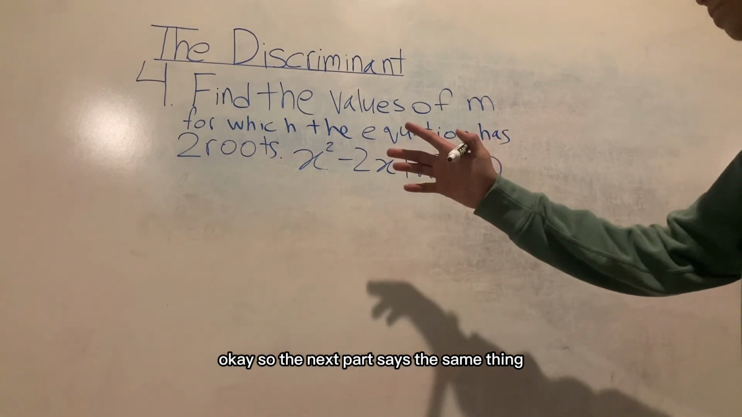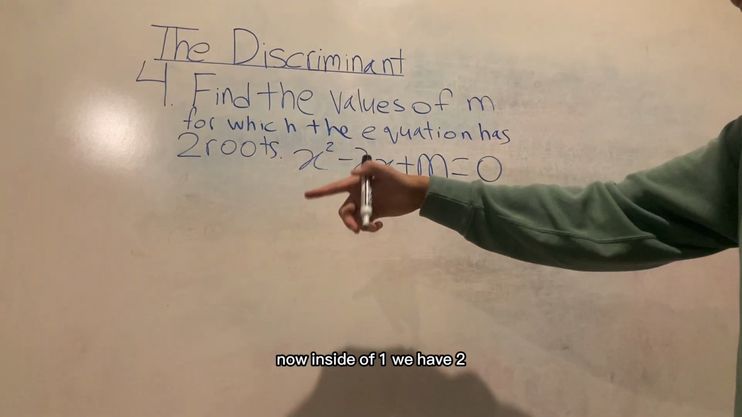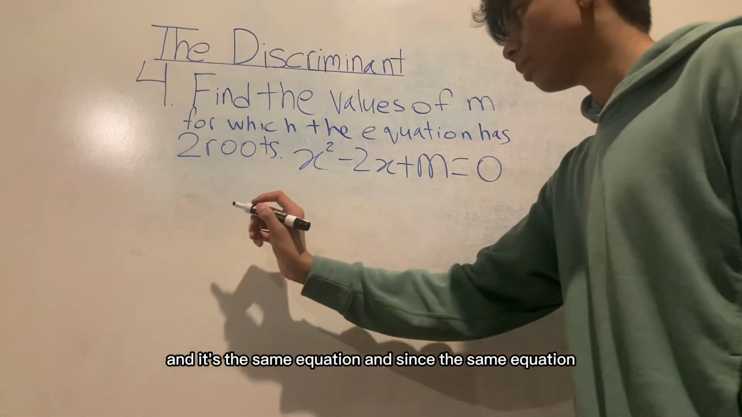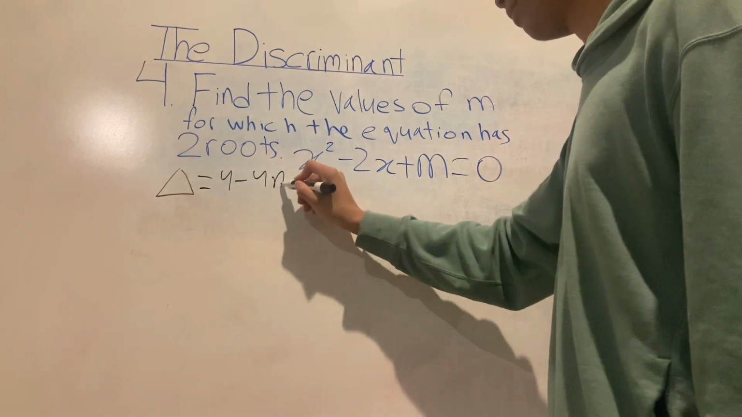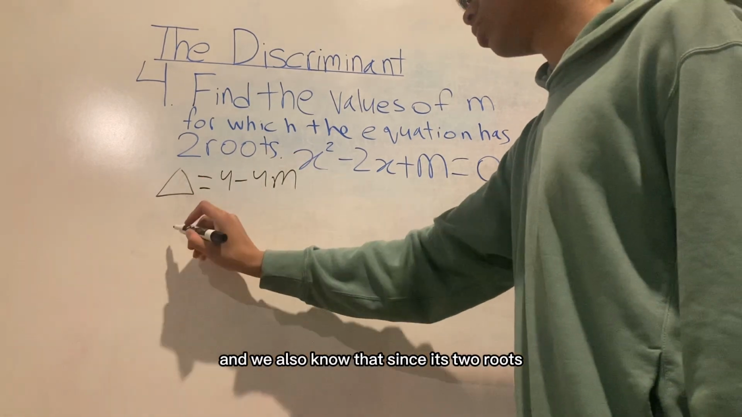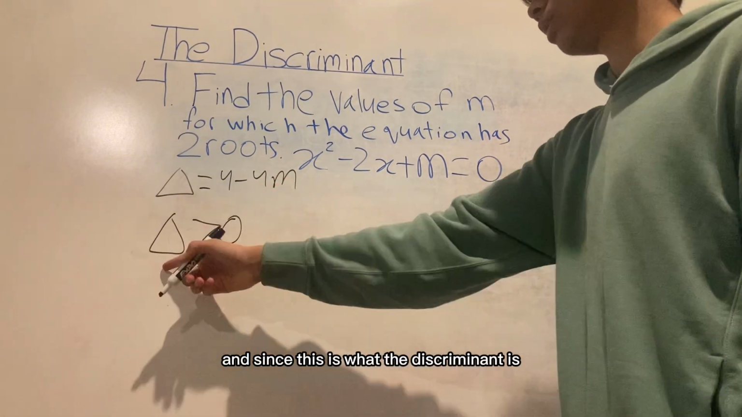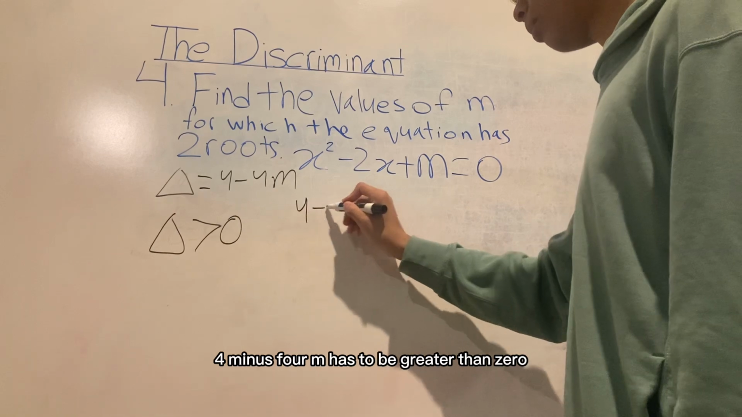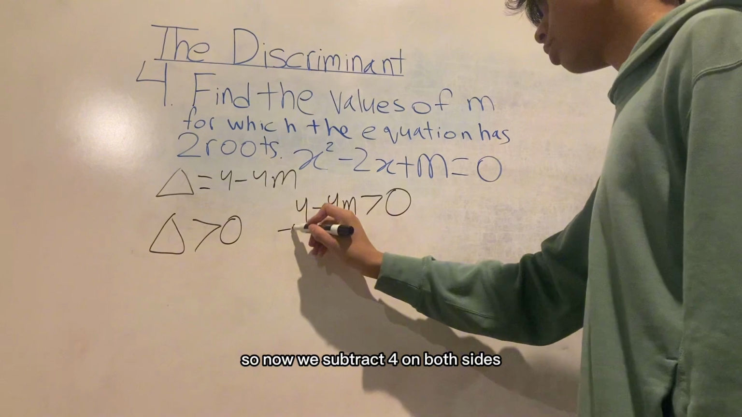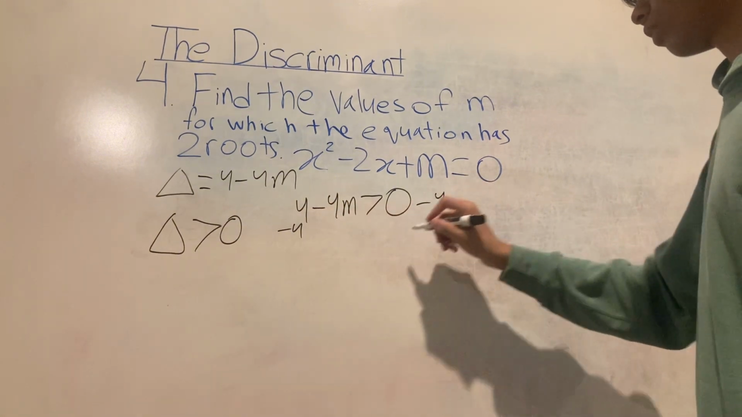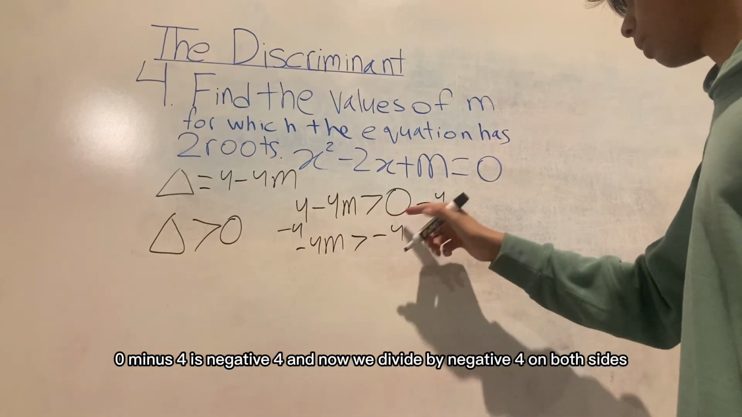Okay, so the next part says the same thing: find the values of m for which the equation has two roots. Now instead of one, we have two. It's the same equation, so we know that the discriminant is 4 minus 4m. Since it's two roots, the discriminant has to be greater than 0. So 4 minus 4m has to be greater than 0. Now we subtract 4 on both sides, and we have -4m is greater than -4.